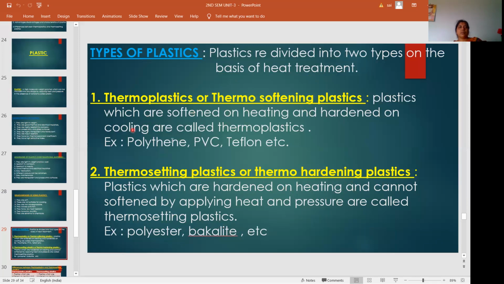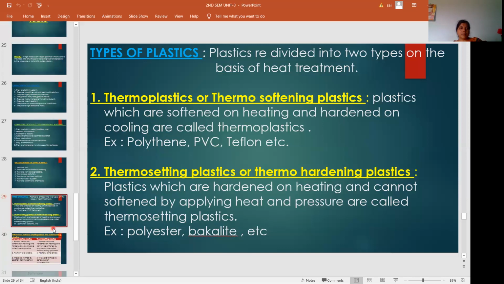They cannot soften. That type of plastic is called thermosetting plastic. Examples of thermoplastics: polythene. You can remember only one example if you want, or a minimum of two examples: PVC, polyvinyl chloride. And polyester and bakelite are different plastics. These are the types.